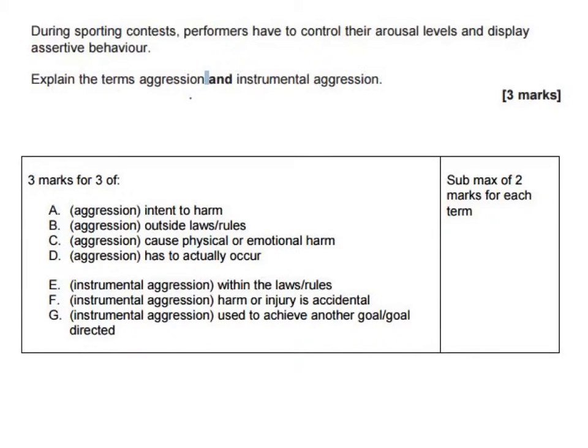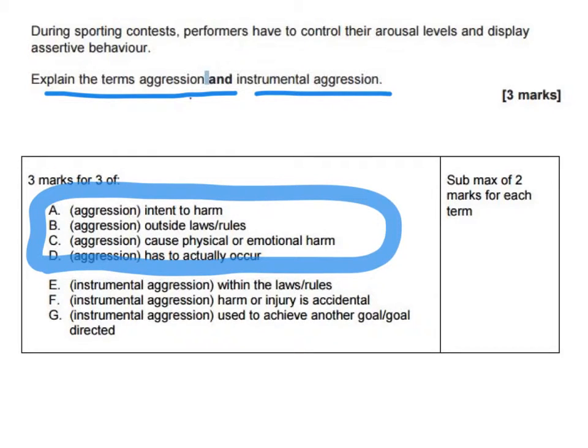So let's have a look at this question. We've got: explain the terms aggression and instrumental aggression for your 3 marks. So you can see here that mainly in the top part of the question we've got the criteria. So you can see intent to harm. You can see that it's outside of the rules, which the exam board will give you. There is harm involved, and it actually has to occur. In other words, it's a behaviour.